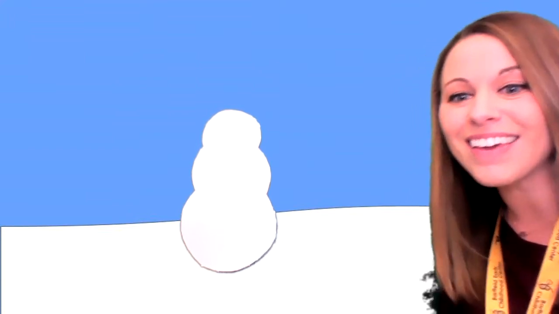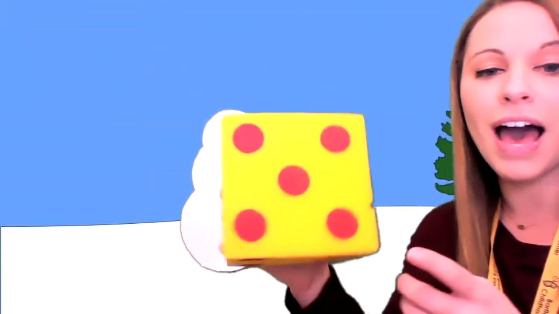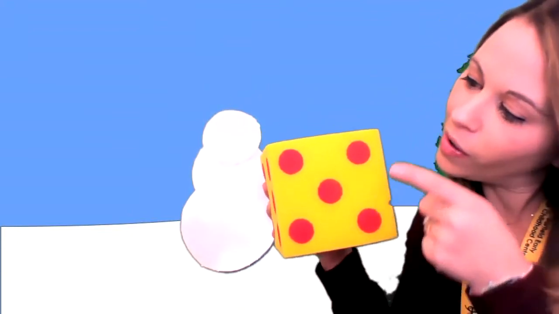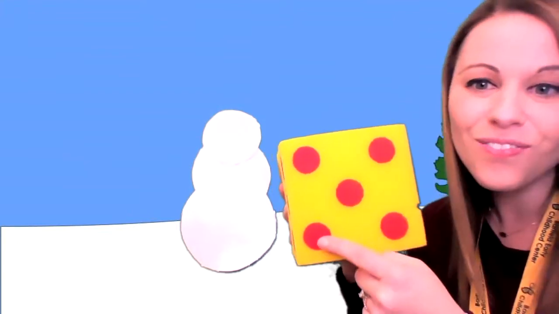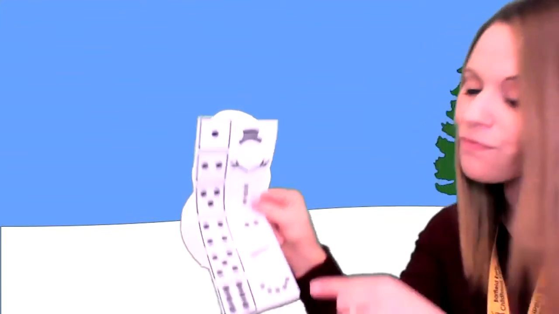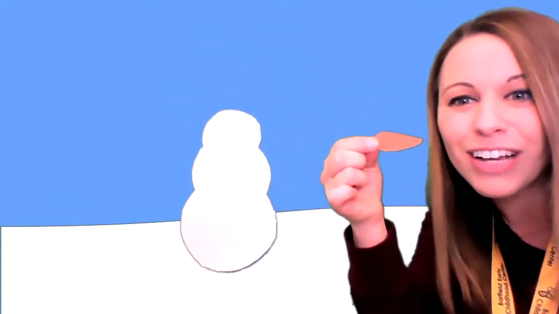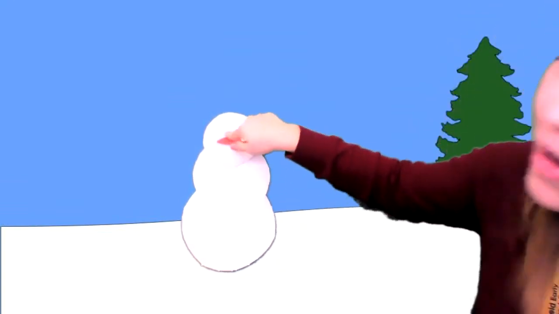Okay, here we go. I'm gonna roll it. Oh, I landed on this number. What number is that? Let's count. 1, 2, 3, 4, 5. All right, number 5 says we need a nose. Can you find your nose? All right, it's a carrot nose. Snowmen have carrot noses. I'm gonna get some glue and I'm gonna stick the nose on the snowman. The nose goes in the middle of the face. Because look, our noses are in the middle of our faces too.